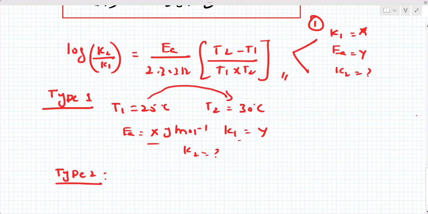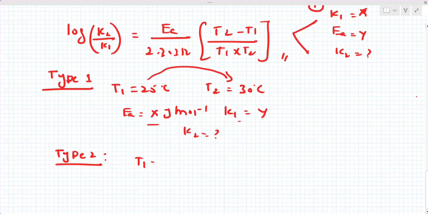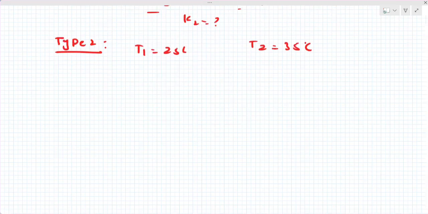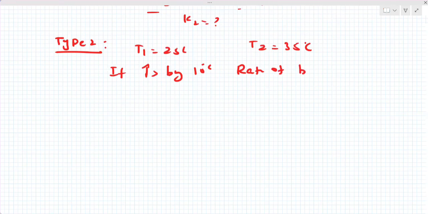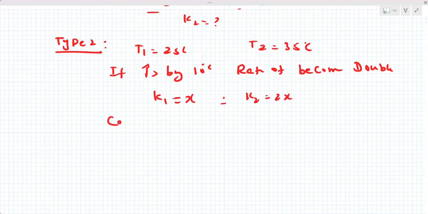Or type 2 question, a common question. They give, for example, the same temperature, 25 degrees Celsius, and temperature 2 is 30 degrees Celsius, or 35 degrees Celsius. Now, what is the condition? If the temperature is increased by 10 degrees Celsius, the rate becomes double. It means K1 is X and K2 is 2X. They will ask to calculate the EA. This is a common question.